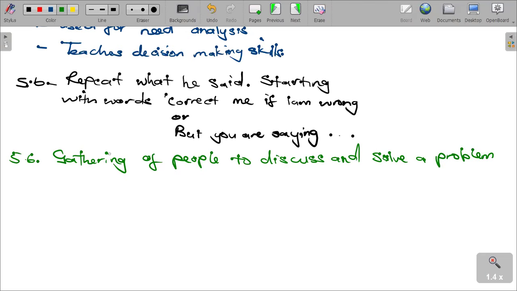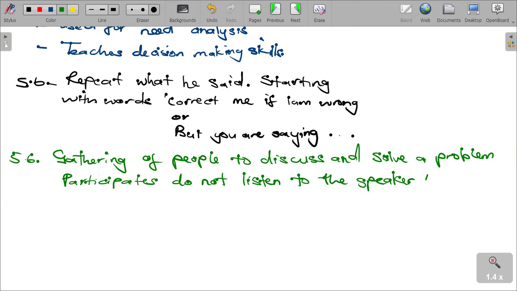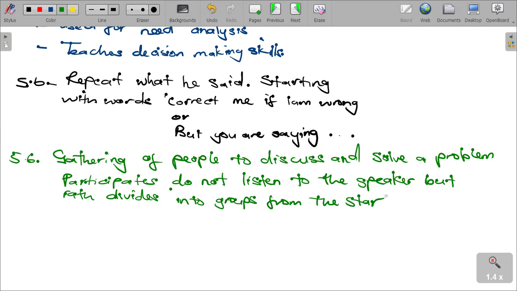So you can find that during a workshop, participants do not listen to the speaker, but rather divide into groups from the start. They divide into groups, so they are gathering to discuss matters.